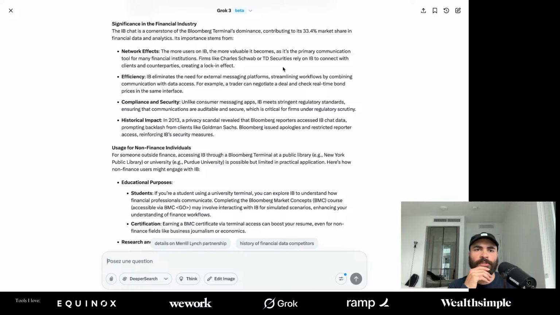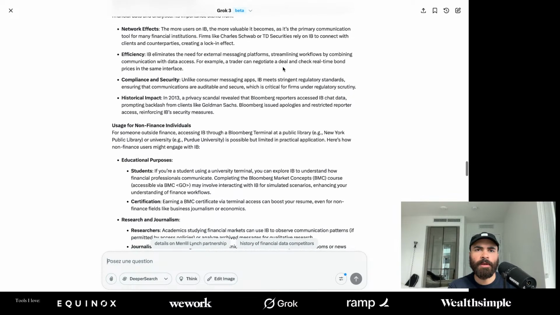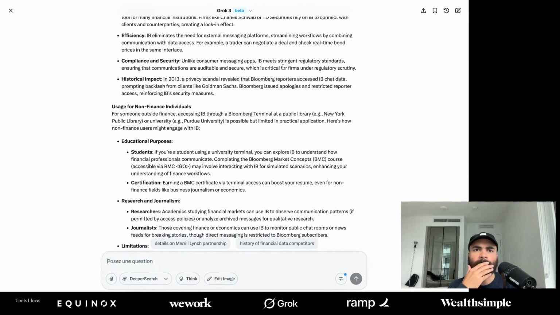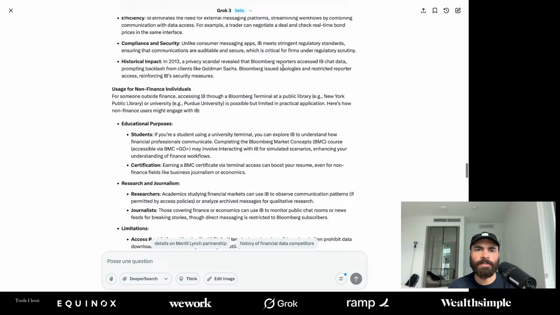Significance in the financial industry: a cornerstone of the Bloomberg terminal's dominance, contributing to its 33.4% market share. The more users on IB, the more valuable it becomes as the primary communication tool for many financial institutions. Firms like Charles Schwab or TD Securities rely on IB to connect with clients and counterparties, creating a lock-in effect. It eliminates the need for external messaging platforms, streamlining workflows by combining communication with data access. A trader can negotiate a deal and check real-time bond prices in the same interface.